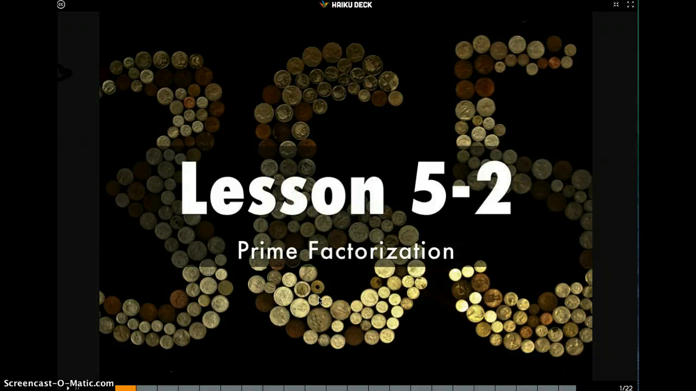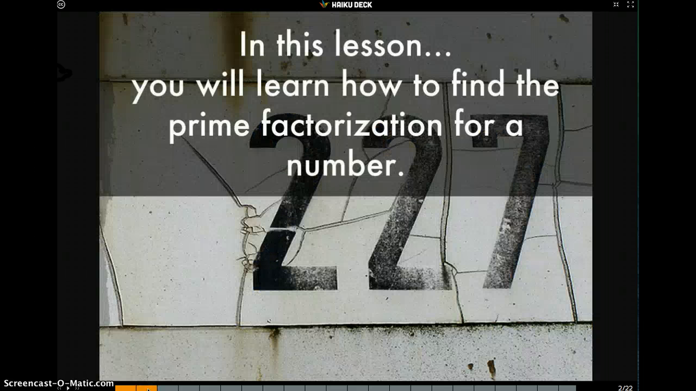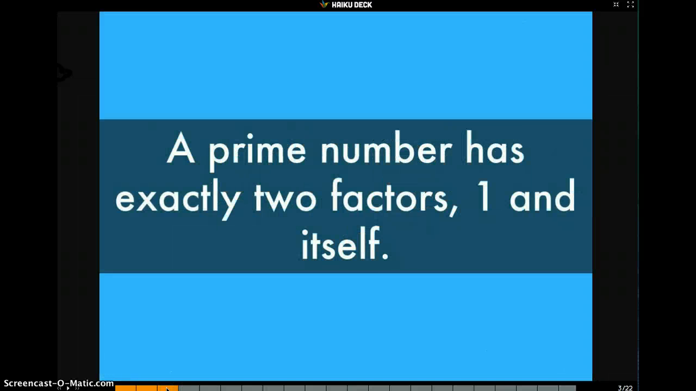Hey, welcome to Lesson 5.2, Prime Factorization. Okay, in this lesson you will learn how to find the prime factorization for a number.